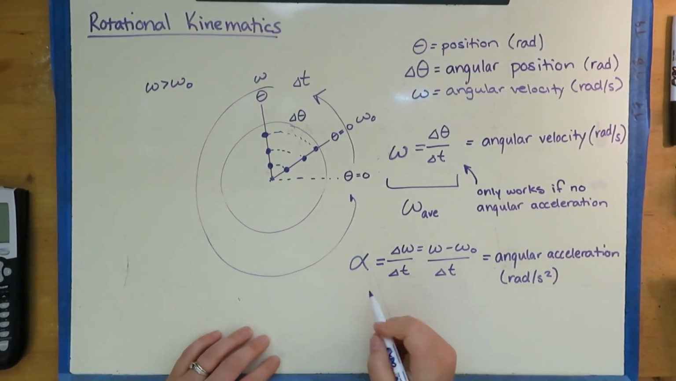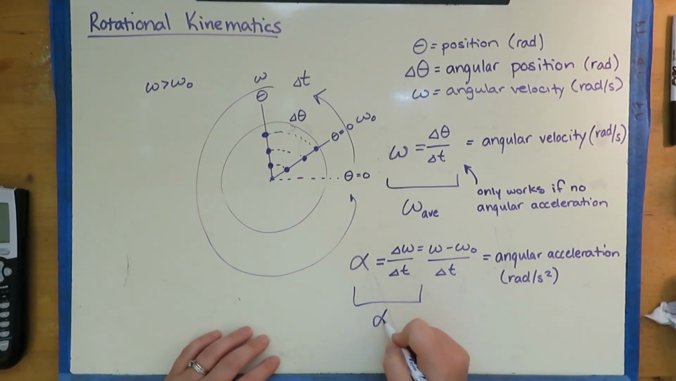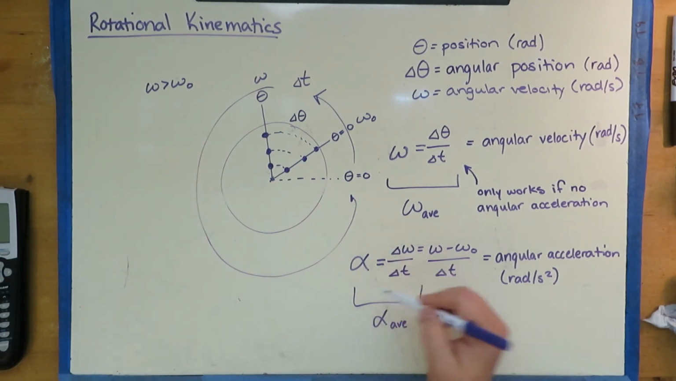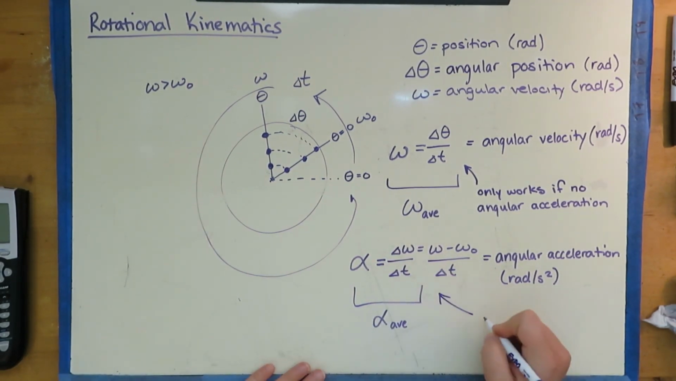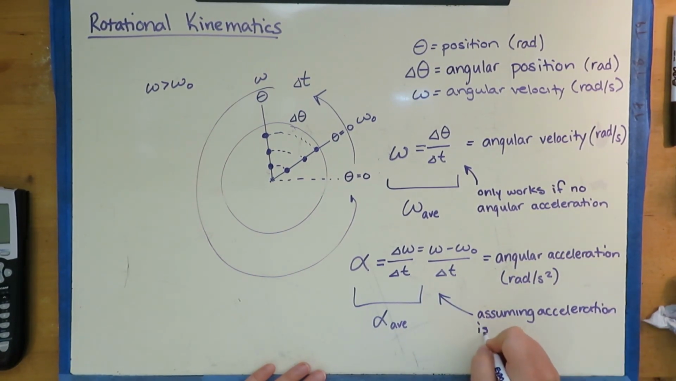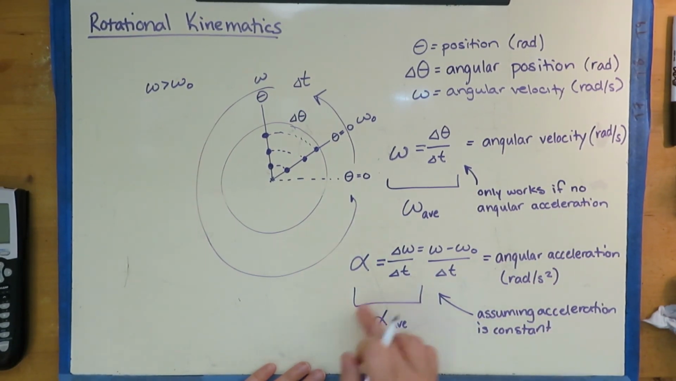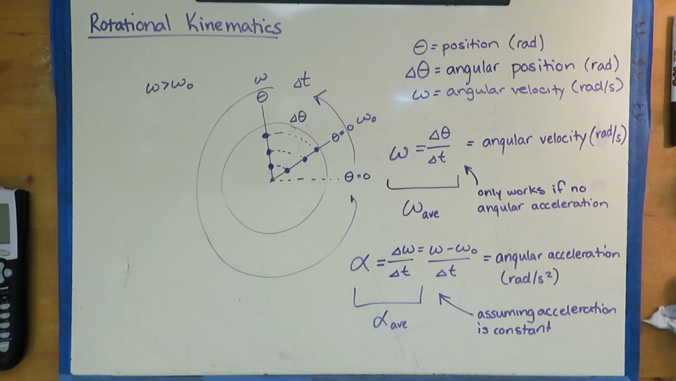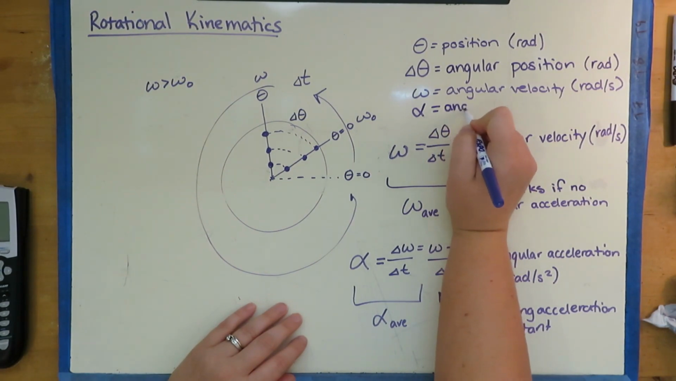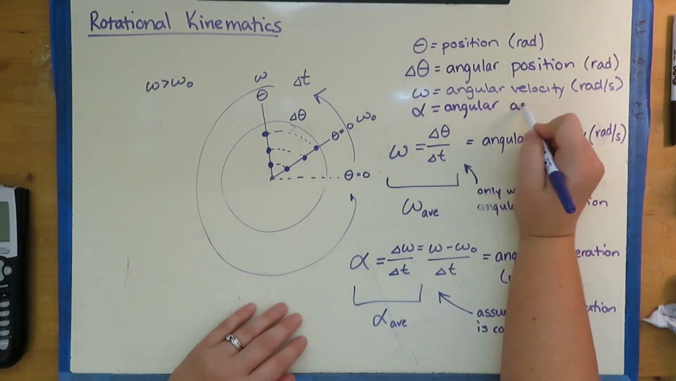And technically, based on this definition, this is our average angular acceleration. But since we generally assume that our acceleration is constant, this definition is going to work. And actually that's one of our kinematic equations. So this is assuming that our acceleration is a constant. Otherwise, if our acceleration is not constant, it is an average value. So we now have another kinematic variable. So alpha is our angular acceleration.